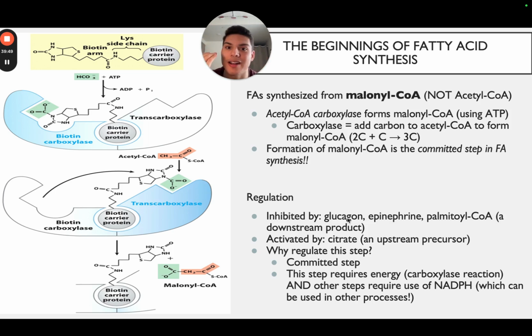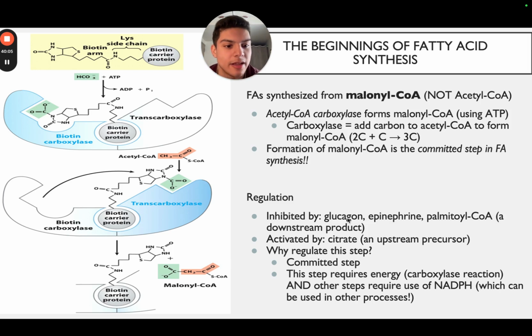So if we have glucagon secreted, our body is telling us, hey, we need the glucose to be generated instead of the fatty acid chains. So that's exactly what's going to end up happening. It's going to favor the gluconeogenesis pathway. And same thing with epinephrine as well.